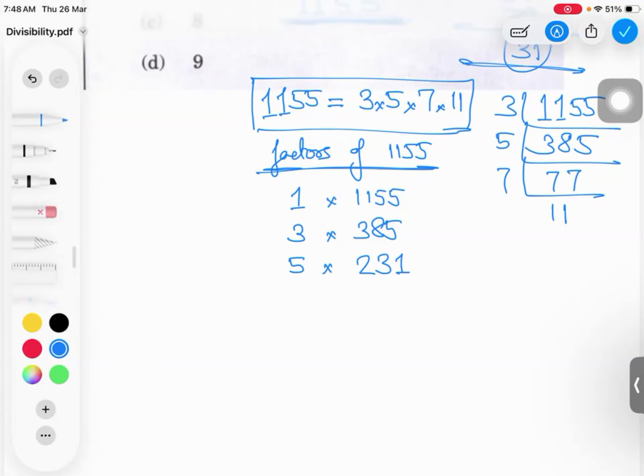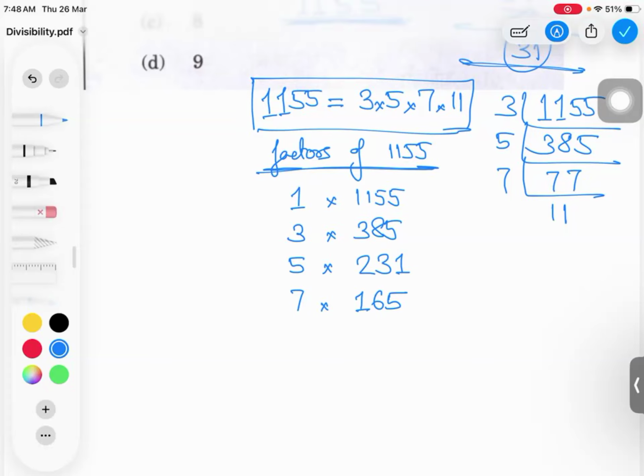What about 7? Tell me, what about 7? Just do it in your mind. You cannot go for rough work for everything. 7 one times is 7, remainder 4, 45. Then 7 sixes are 42, again 3, 35. 7 fives are 35. All right. So 7 will divide in 165. 165 is another factor.